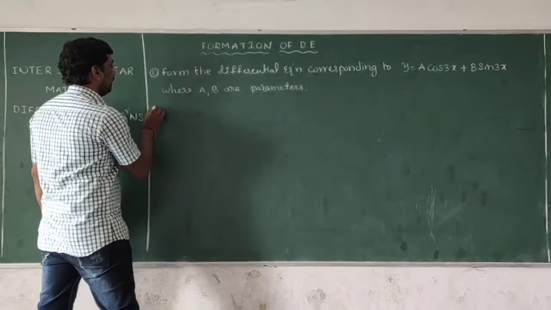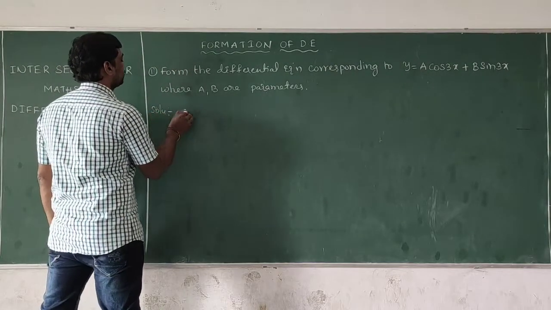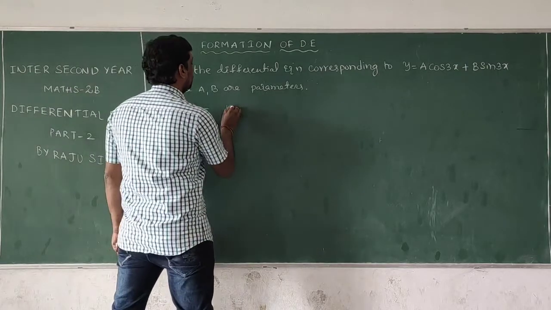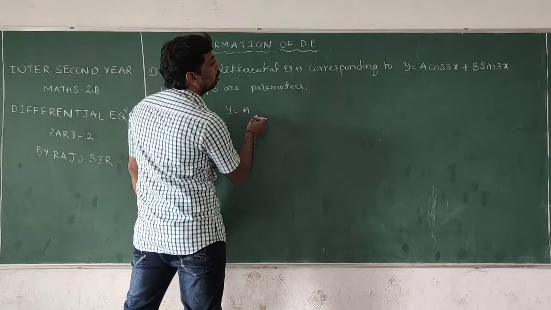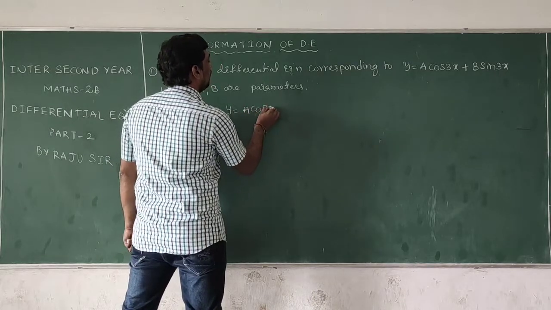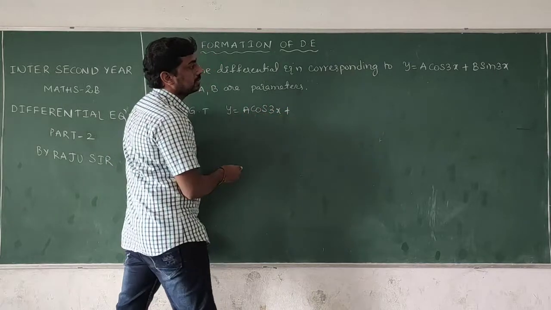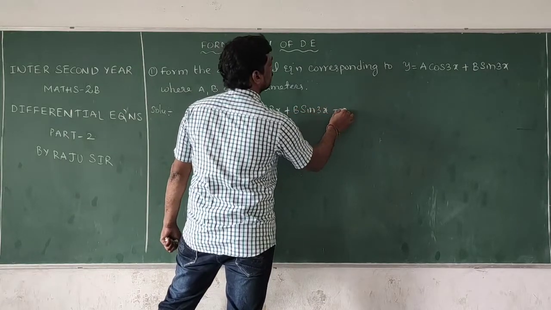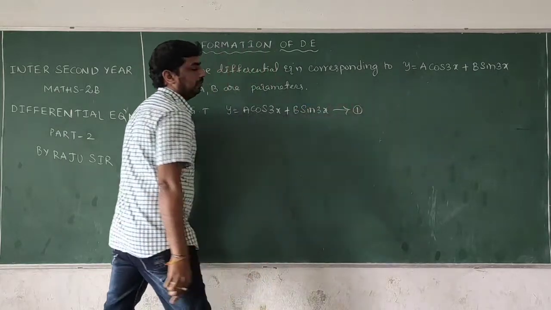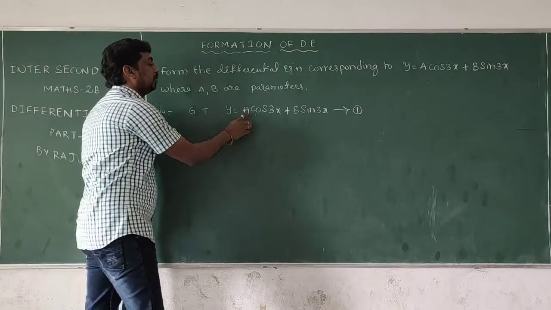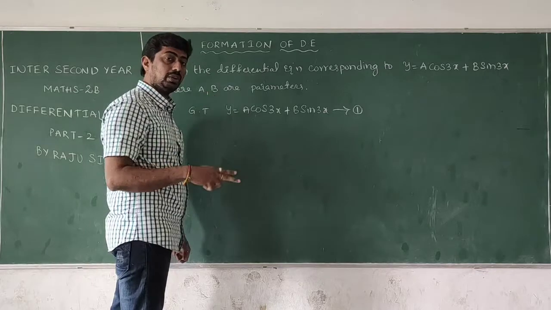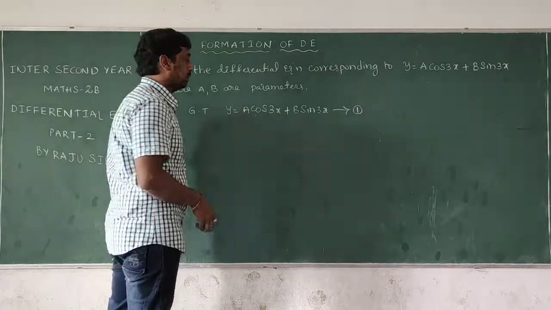Okay, right? In this solution, first, what is the given equation? y equal to a cos 3x plus b sin 3x. Take this as the first equation. Here a, b are parameters. Now how many do we have? 2. That's why we need to differentiate the given equation 2 times.